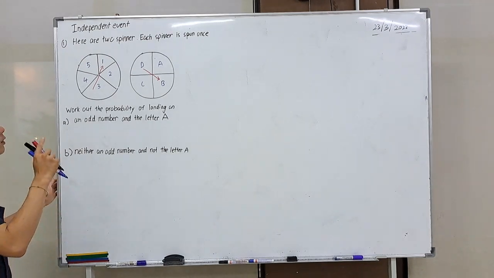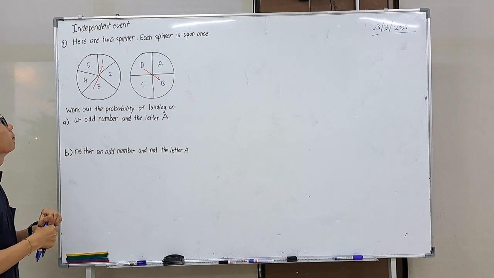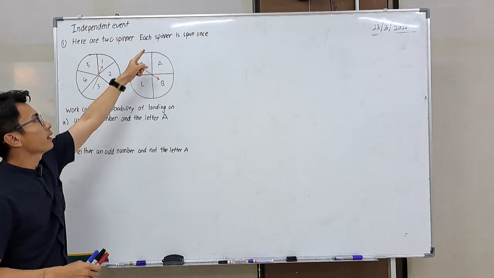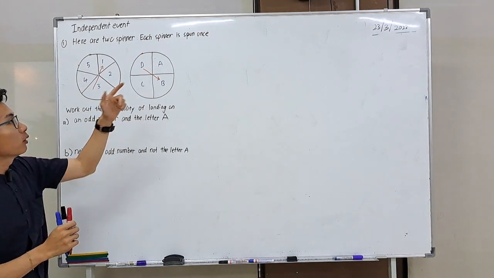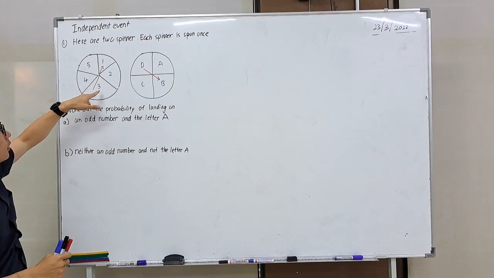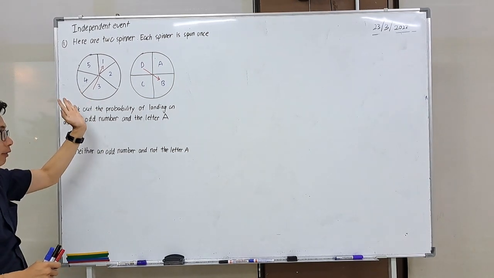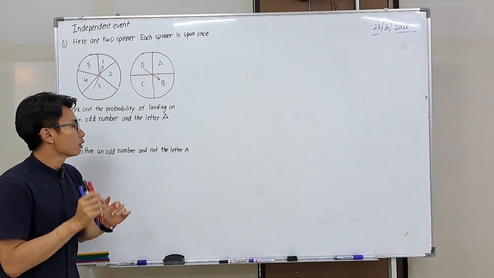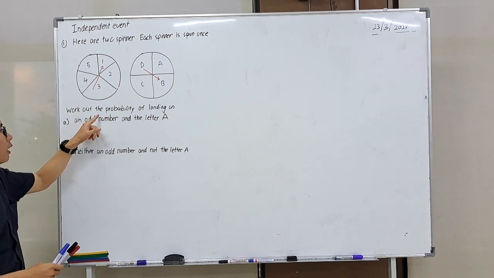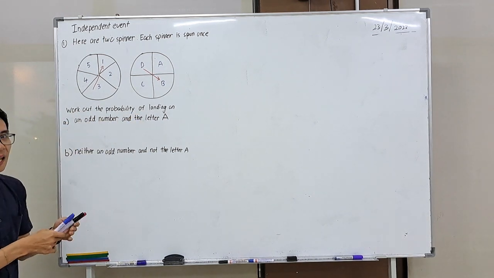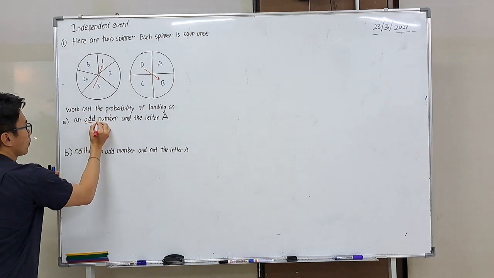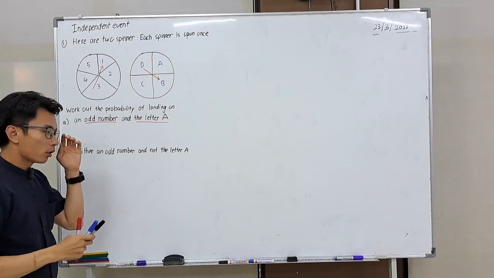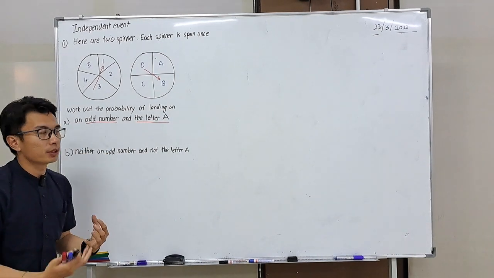Now, let's talk about what an independent event is. In this example, I have two spinners, and each spinner is spun once. I will rotate this spinner and get an outcome, and after that, I will rotate this spinner and get another outcome. My question is: work out the probability of landing an odd number and the letter A.